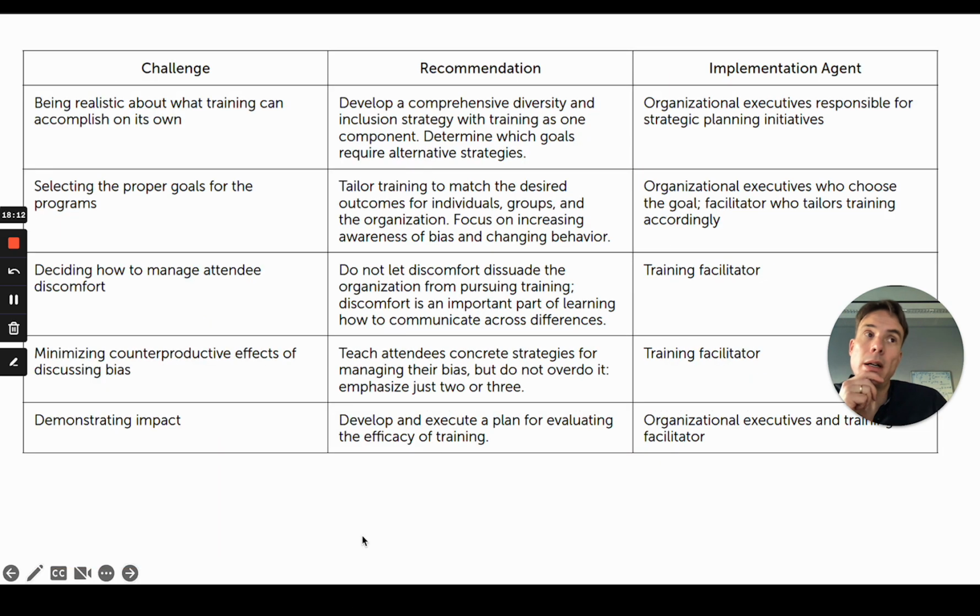Here are some highlights of what they highlight in their review piece. Be realistic about what training can accomplish, select the proper goals for the programs, decide how to manage attendee discomfort, minimize counterproductive effects of discussing bias, and demonstrate impact. I think these are good recommendations.